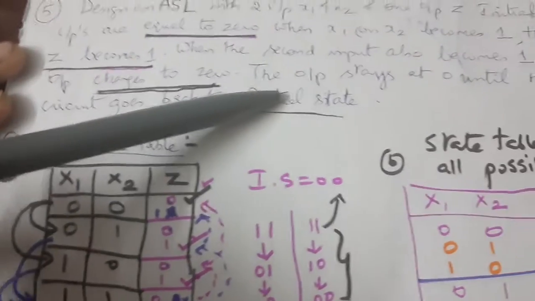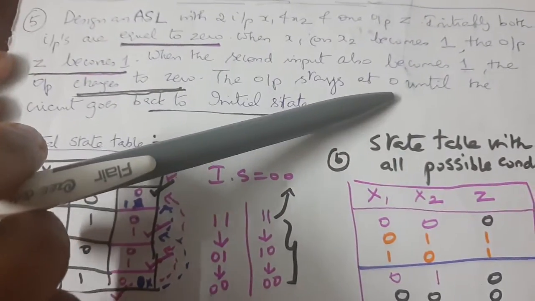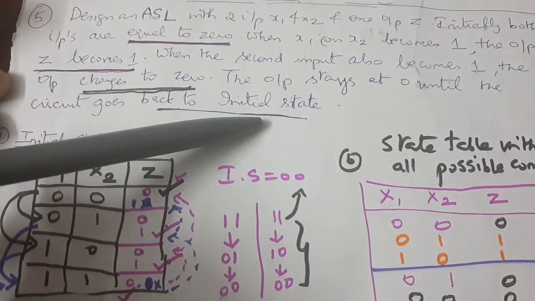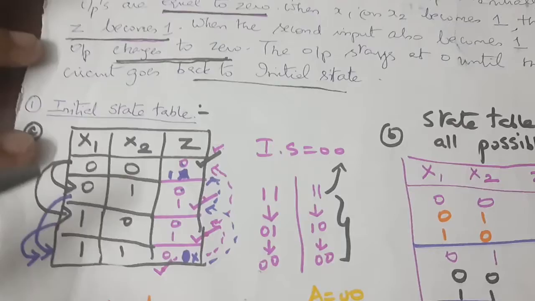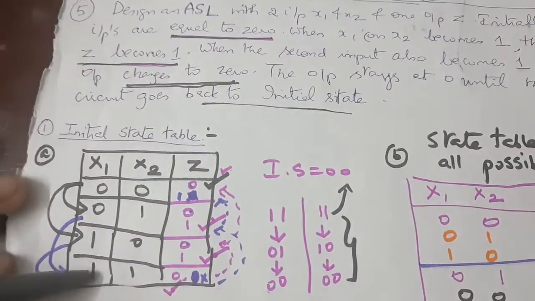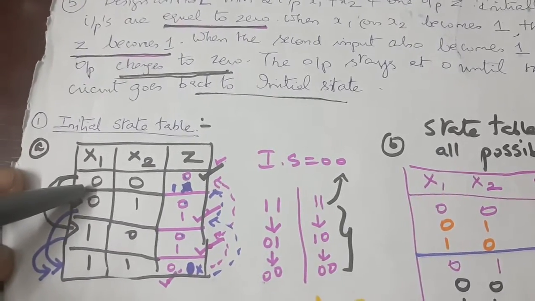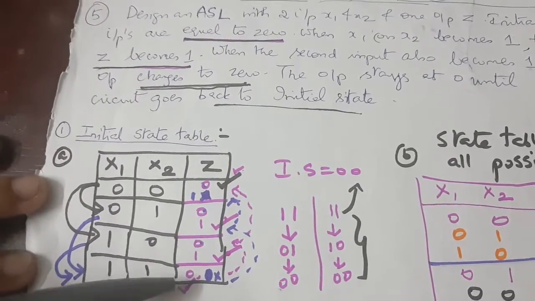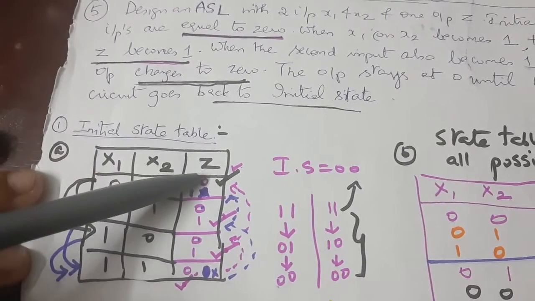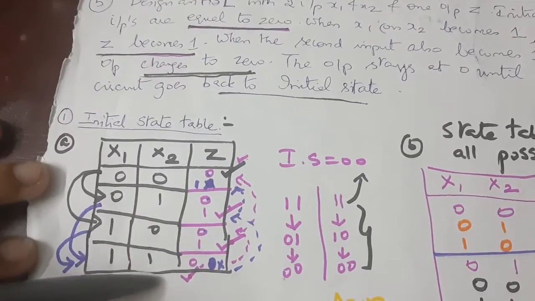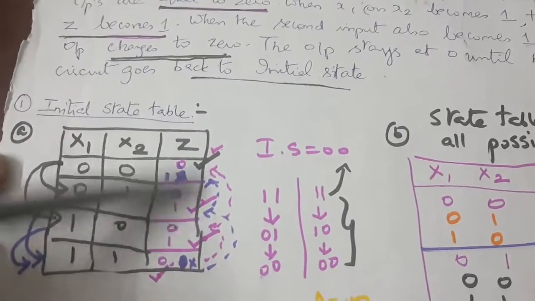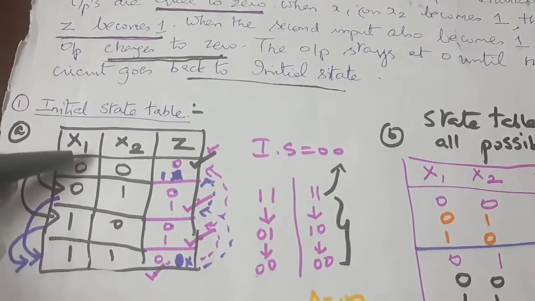And the last statement says that the output stays at 0. The output will remain at 0 until the circuit goes back to the initial state. What is the initial state? 0, 0. But my obtained state is 1, 1. When I want to move from 1, 1 to 0, 0, a 2-bit change is not allowed. So I can either go back to 1, 0 and then move to 0, 0, or I can go back to 0, 1 and then move to 0, 0. So this is the reverse movement from 1, 1 to its initial state.